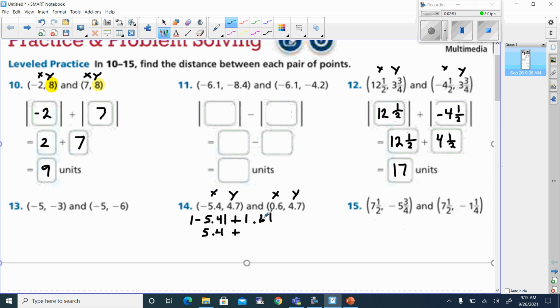And we know the absolute value of 0.6 is 0.6. Remember, the absolute value is how far the number is away from 0. So whether it's positive or negative, it's going to be positive units away from 0. Well, 5.4 plus 0.6, remember we have to line up our decimals here. 5.4 is going to get lined up with 0.6. I know that 4 and 6 is 10, so that's a 0 with the 1 carried, and then we're just going to have a 6 over here. That tells me my answer is 6 units. That's my answer.